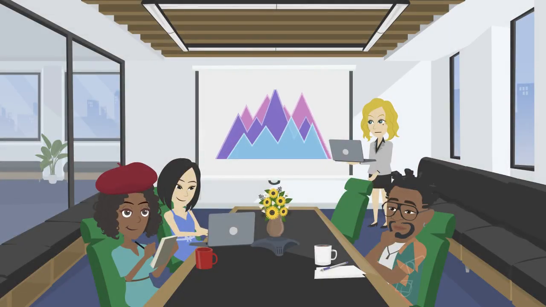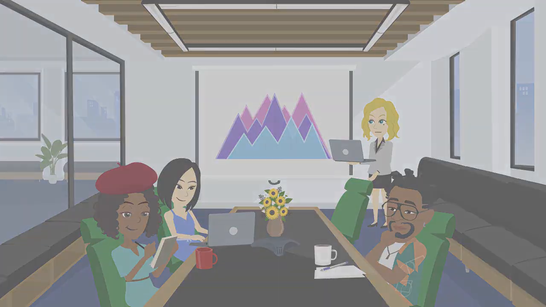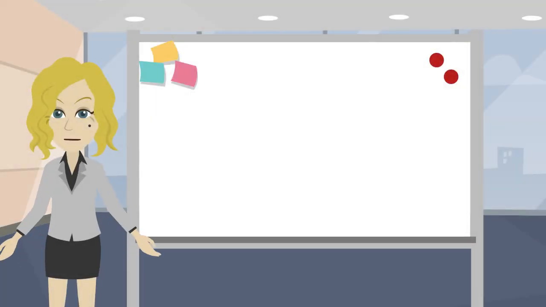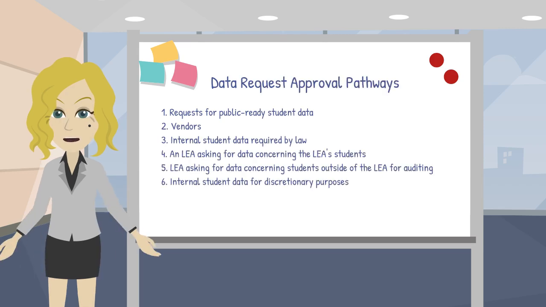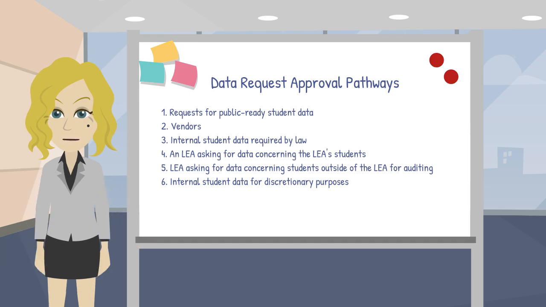Conversely, public-ready student data means the data has been aggregated and disclosure avoidance techniques have been used to protect the identities of all students. It is ready for the public to view safely. Now that we know the two different types of student data, let's review the different ways people may request data from the USBE. There are 6 main pathways a data request to the USBE can take when seeking approval. We will review each one in this video.